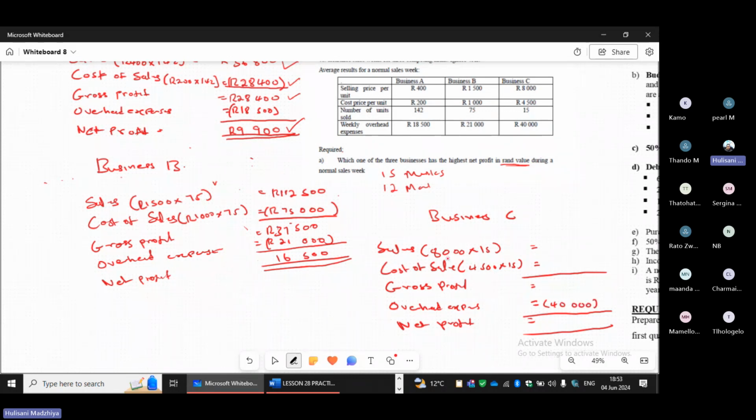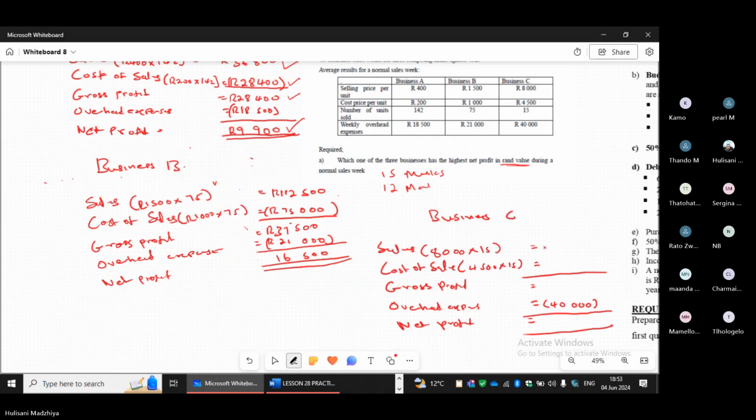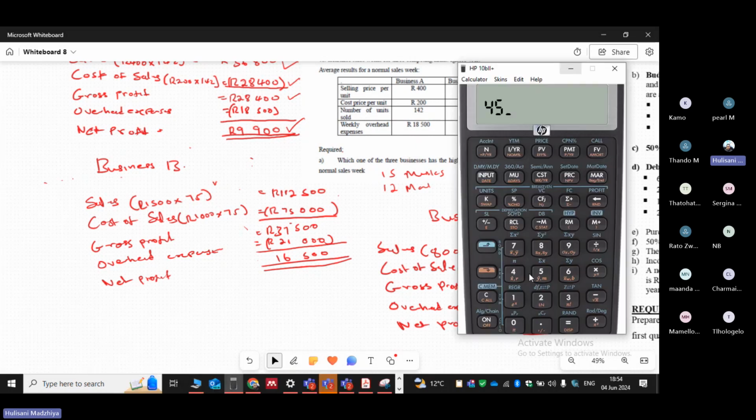Then we can calculate our sales value to be 8,000 multiplied by 15 units. 8,000 multiplied by 15 units, that's 120,000. And then the cost of sales, 4,500 multiplied by 15 units, that's 67,500.